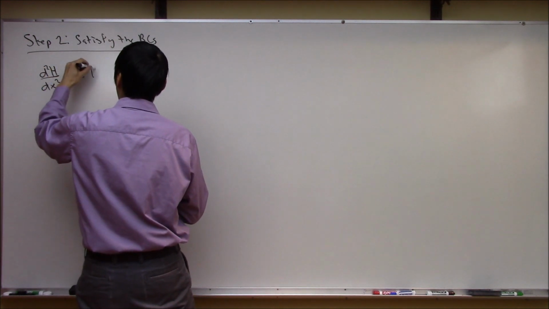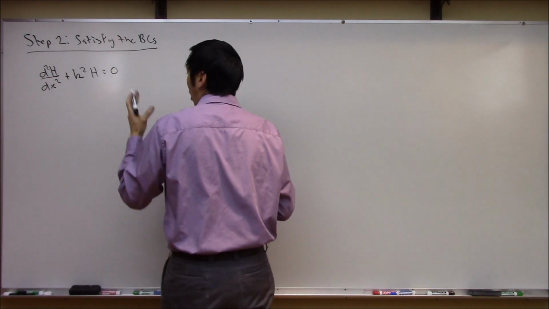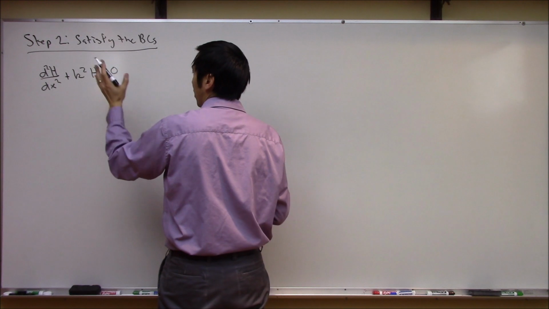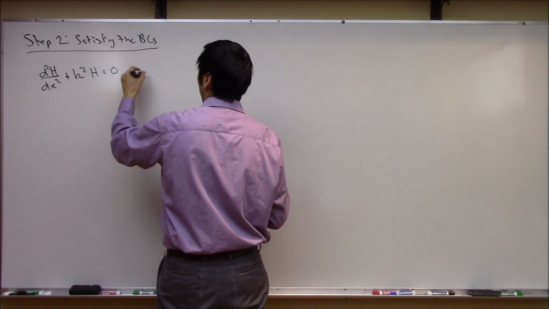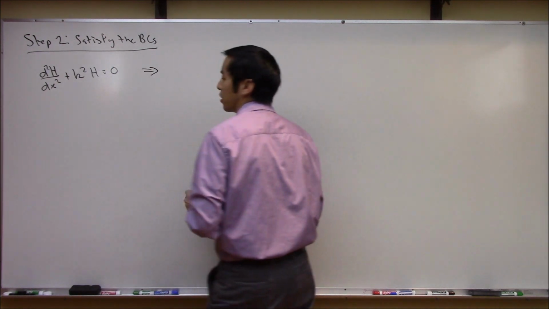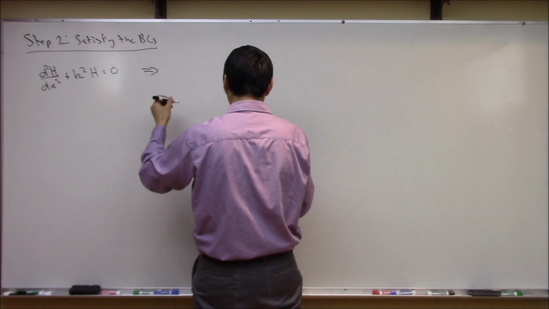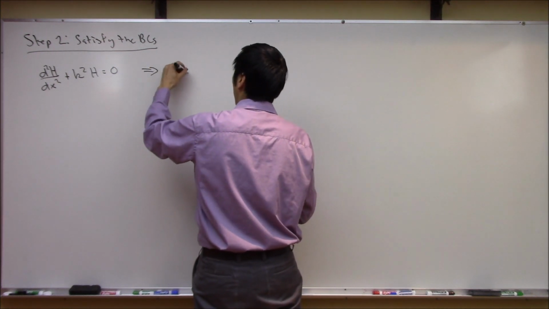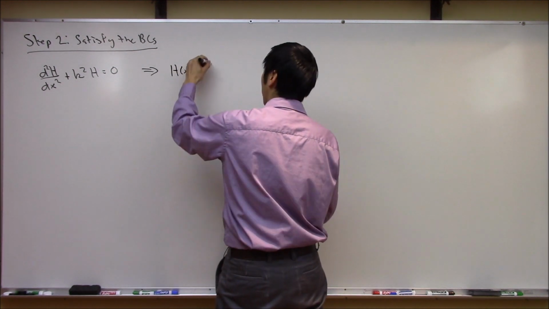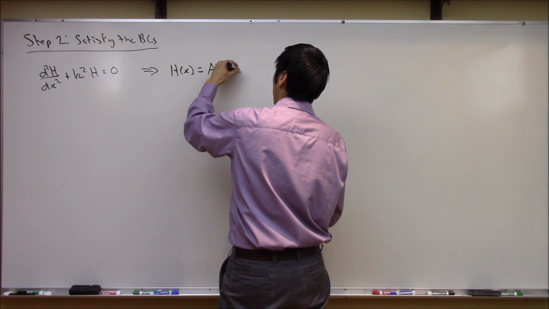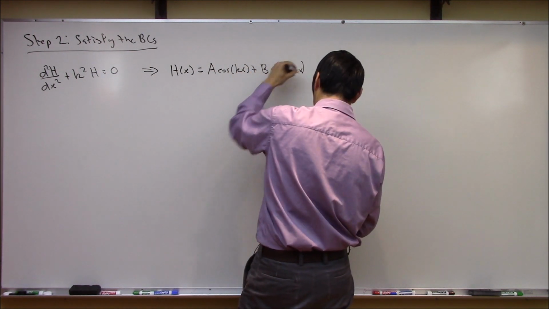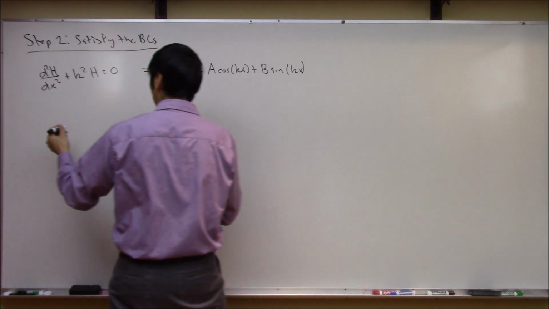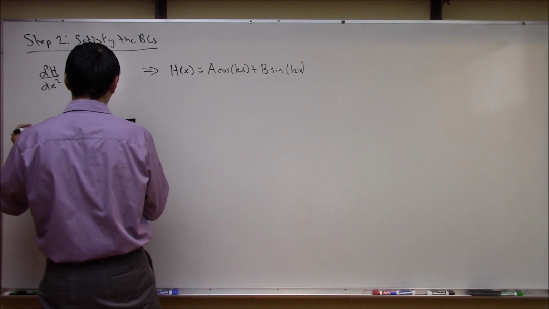Plus k squared h is equal to 0 here, right? Just looking at this, again, we notice a linear second order undamped oscillator ODE. So I can pull the solution of this directly from our discussion of ordinary differential equations, and we see that the function that's going to solve this is something like a cosine kx plus b sine kx.